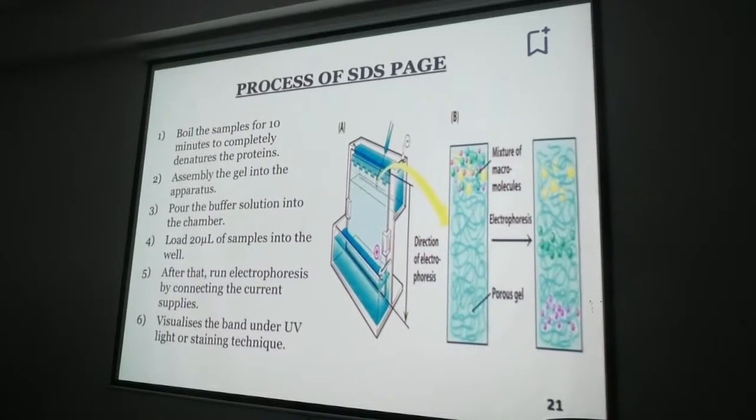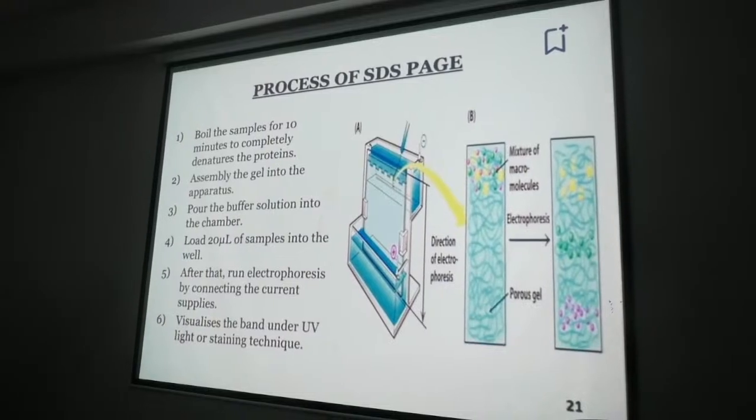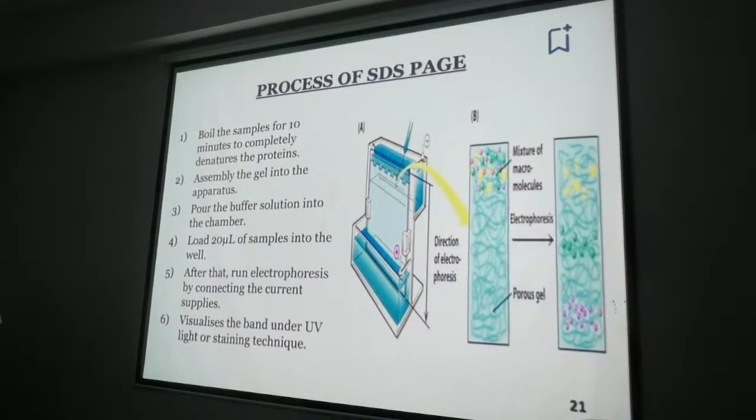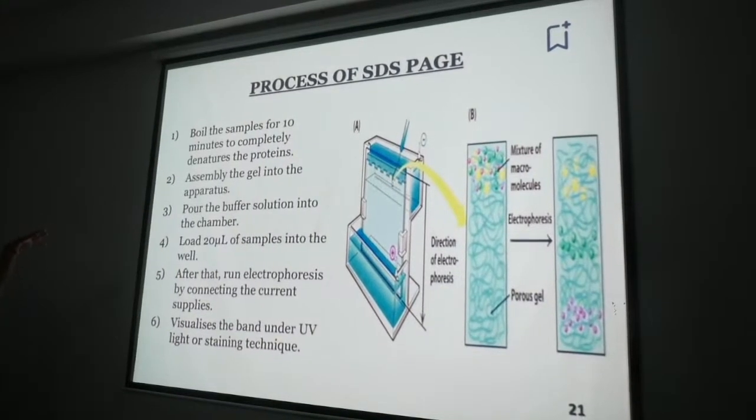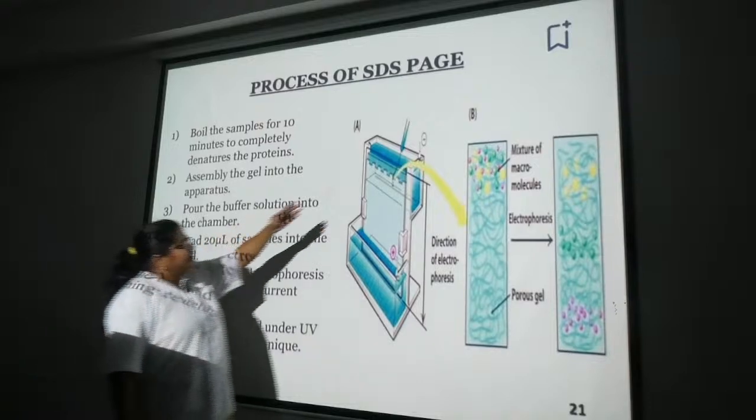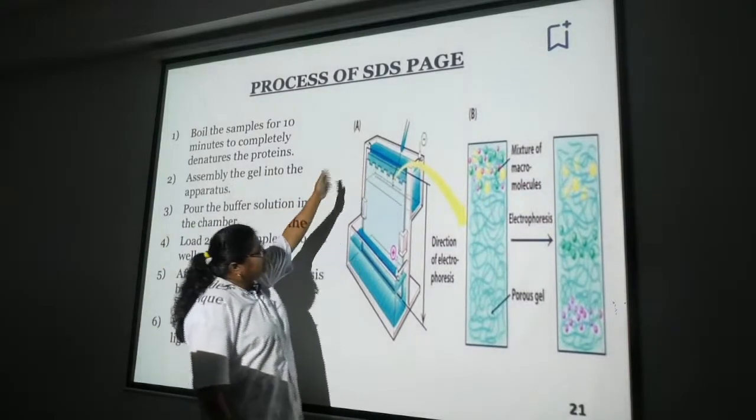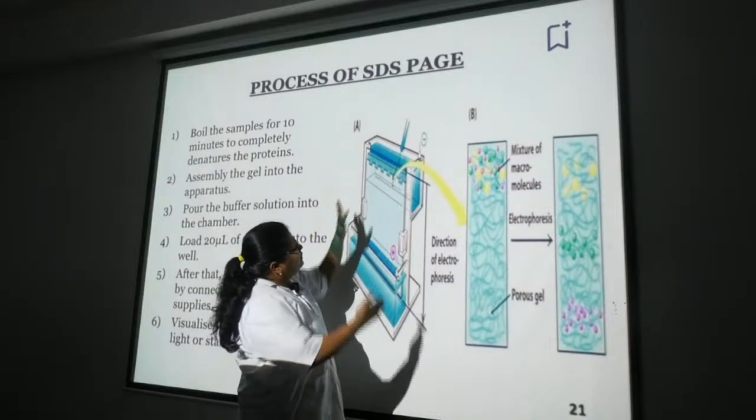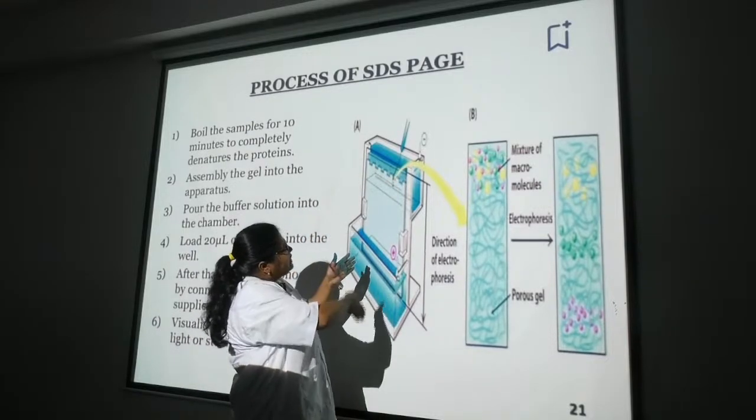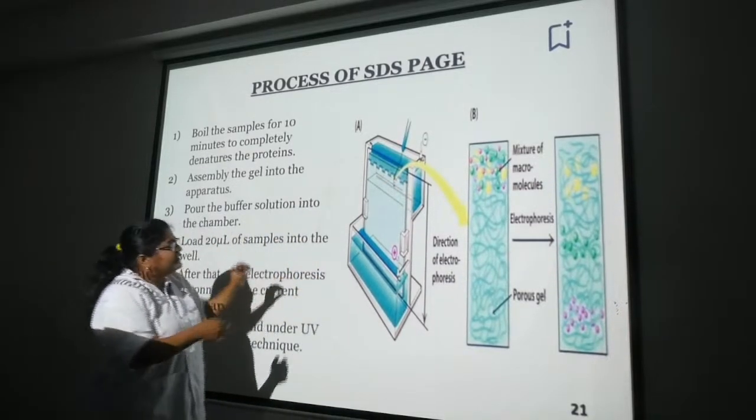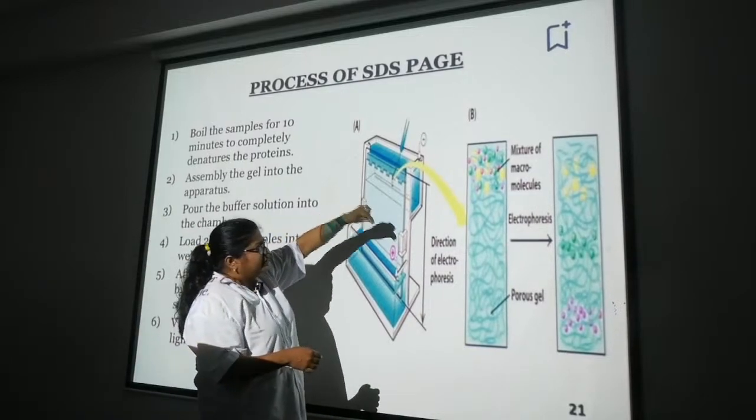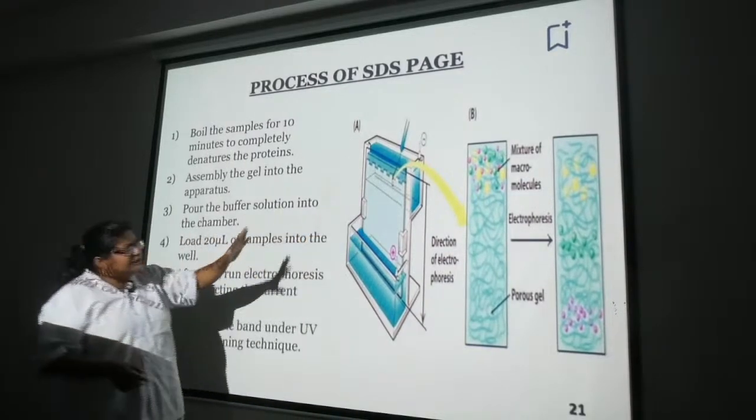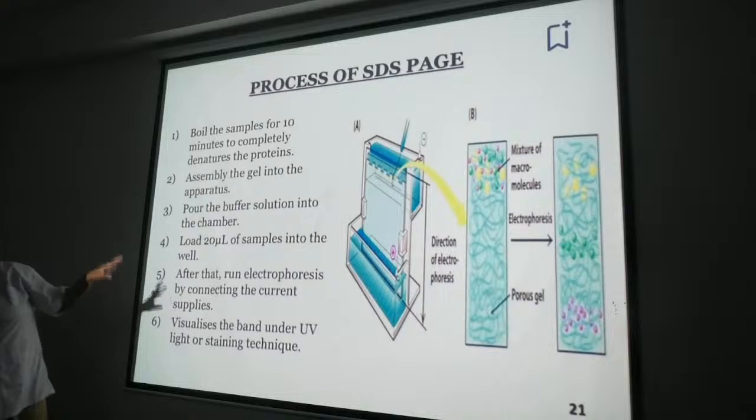Process of SDS-PAGE: boil the sample for 10 minutes to completely denature the proteins. Assemble the gel into the apparatus. Here this blue color is the gel, and there are two slides. Between these two slides the gel is placed. There is a screw system which keeps it in place, and then the rest is the same.